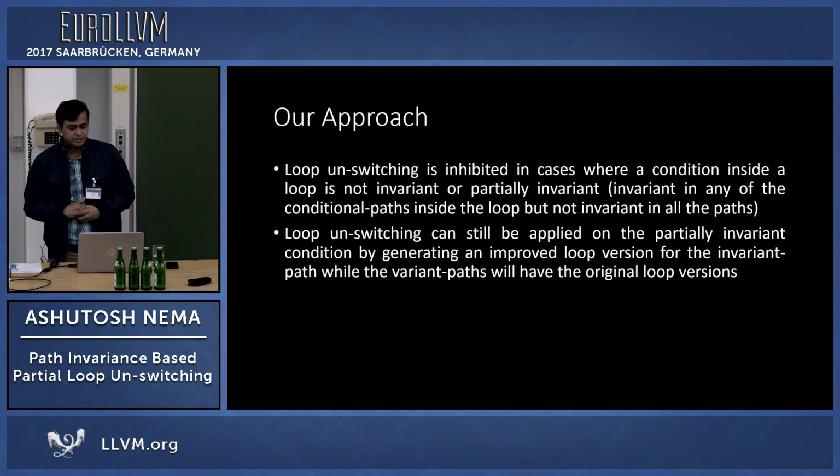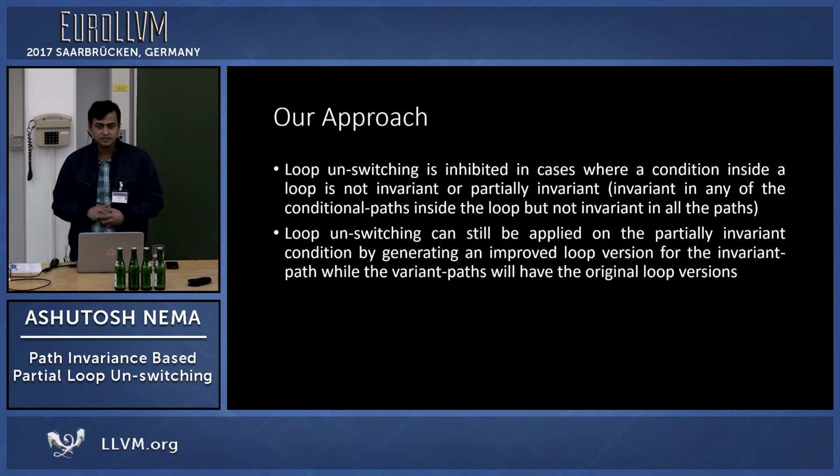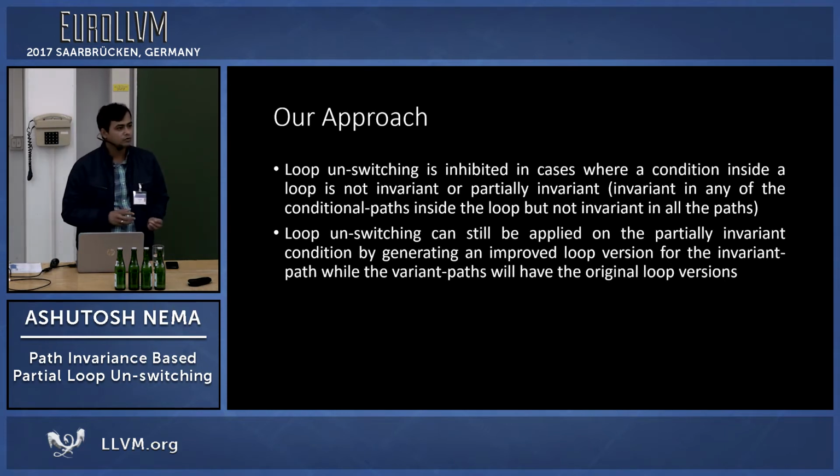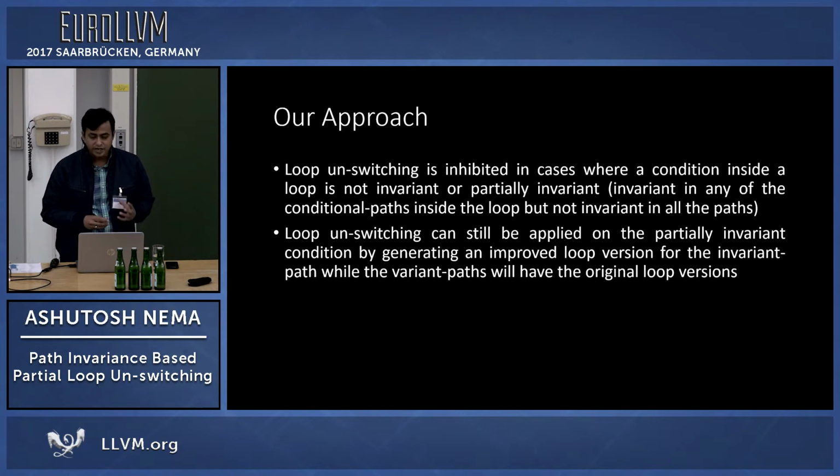So loop unswitching is inhibited in the cases where the condition inside the loop is not invariant or partially invariant. Loop unswitching can still be applied in the cases where the condition is partially invariant, by generating the improved version for the invariant path, while the original path will have the complete loop version with all its conditions.